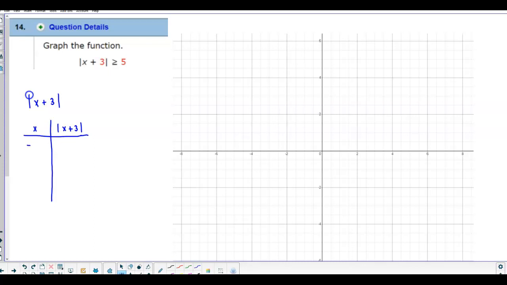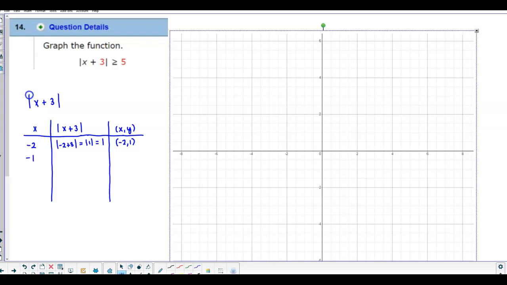If we pick negative 2, then the absolute value of negative 2 plus 3 gives us positive 1, and the absolute value of 1 is 1. So the ordered pair is negative 2 and then 1, which is our x and then y. If we pick negative 1, we have the absolute value of negative 1 plus 3, which gives us 2, and the absolute value of 2 is 2. So we have negative 1 and then 2.